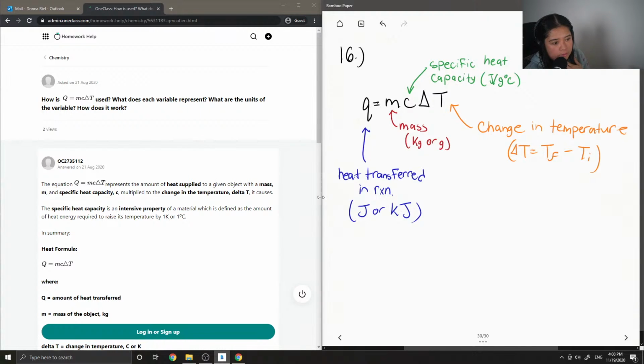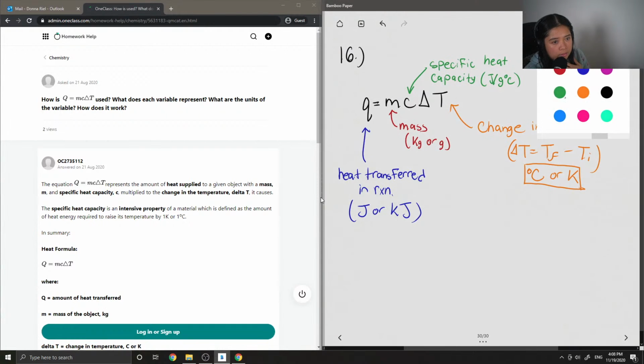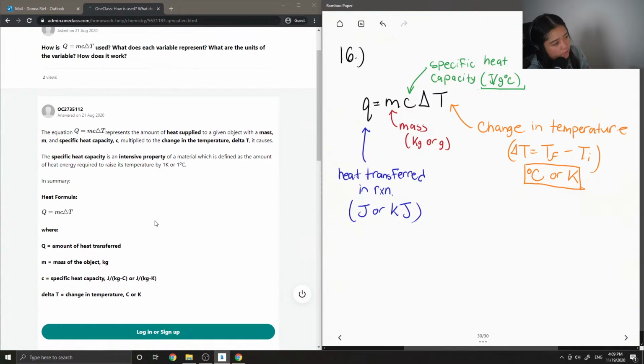And this is in degrees Celsius, or it might be given in Kelvin. So it all depends on the units for the specific heat capacity. So if they give you the units in joules over grams times degrees Celsius, then we would need to convert kelvins to degrees Celsius, convert kilograms to grams, and convert kilojoules to joules, just so that everything is in the same units. Okay, so let's see what the junior tutor said.